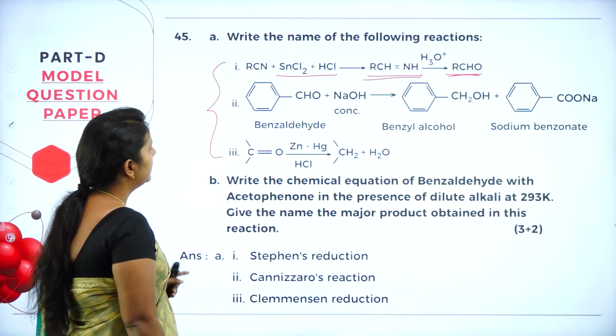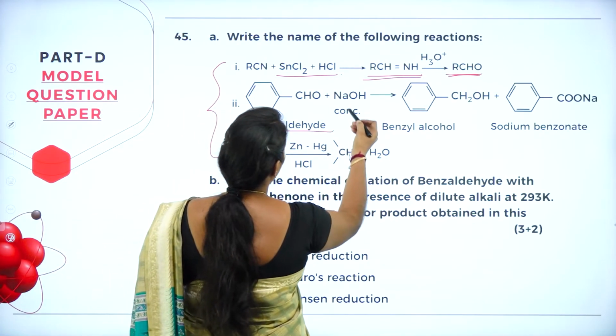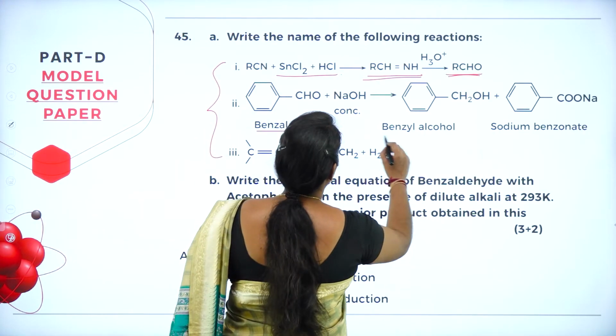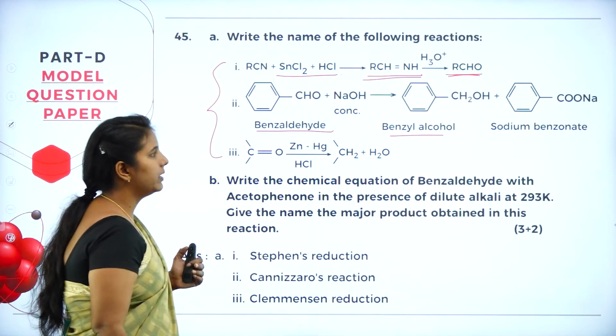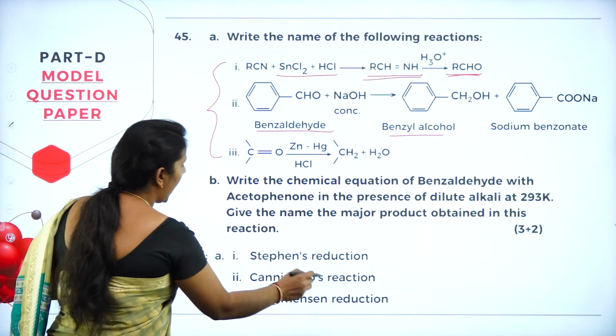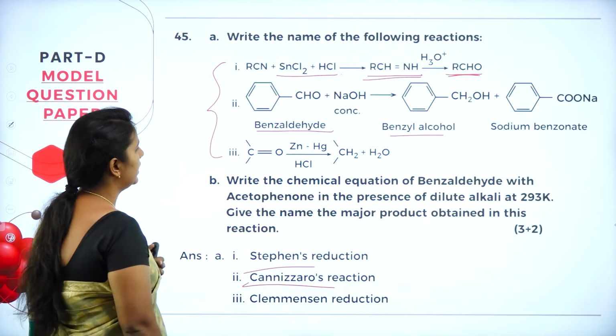And the second one is benzaldehyde allowed to react with concentrated NaOH. It will form benzyl alcohol. Later it will form sodium benzoate. It is a Cannizzaro reaction.